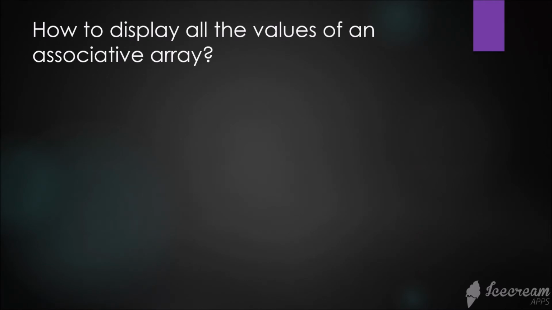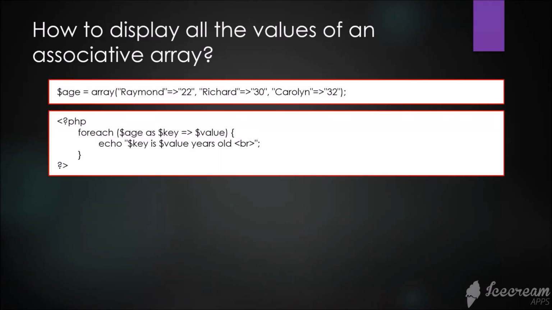Okay, so next is how to display all the values of an associative array. Okay, so we're going to use foreach still. So we have here our variable, which is age. Then the key will serve as the index, the string index. Then we have here the value. Okay, then we have here our echo statement.